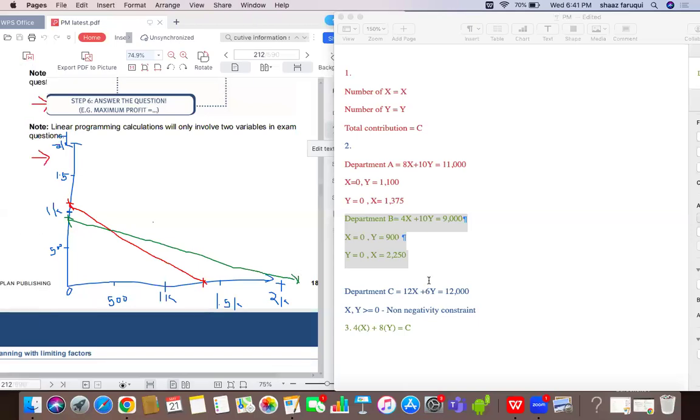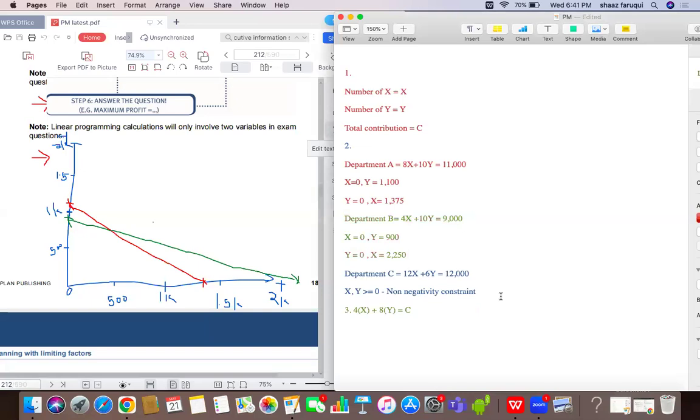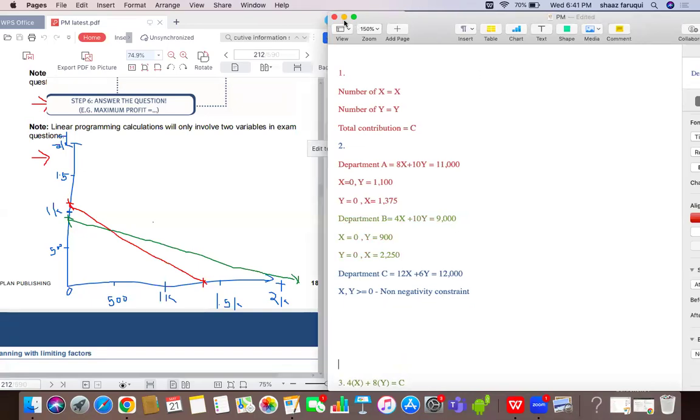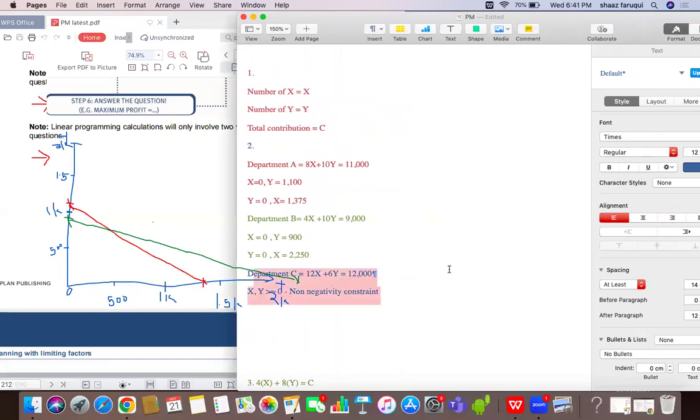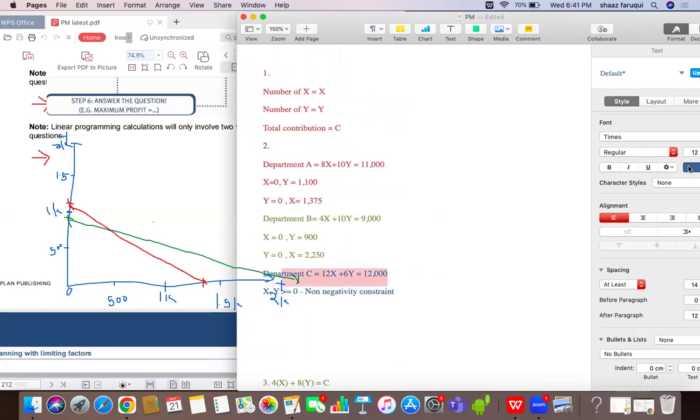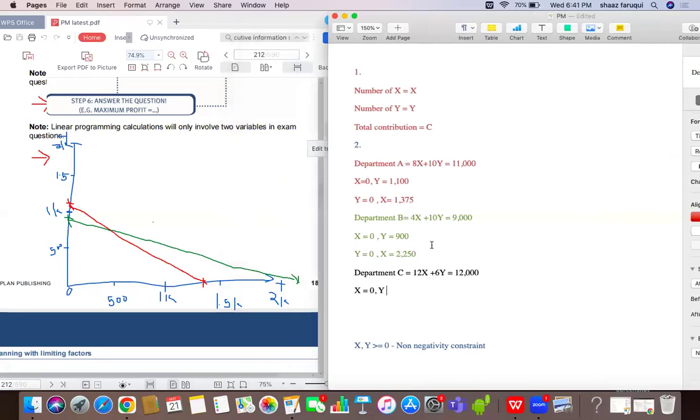Similarly, we will draw a line for department C. Let the department C line be in some other color, maybe in black. Again, I'm going to move fast. If x is equal to 0, y is equal to 12,000 divided by 6, which is how much? 12,000 divided by 6, 2,000. And if y is equal to 0, x is equal to 12,000 divided by 12, which is 1,000.